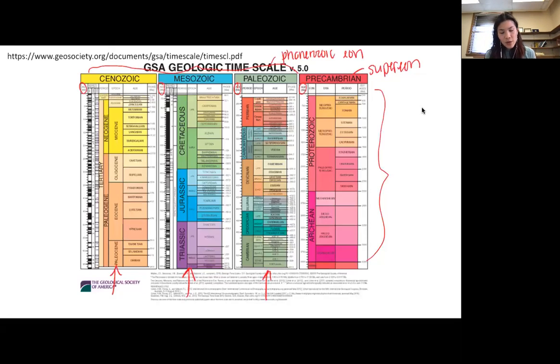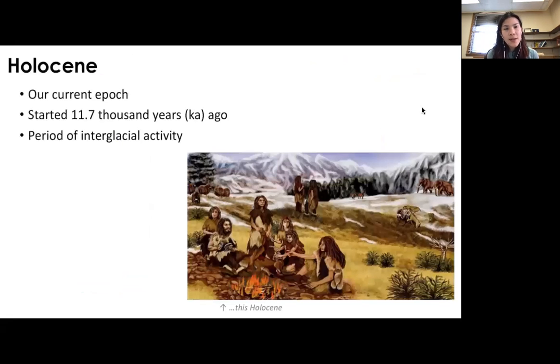So your homework today will be to find a way to memorize the periods of the Paleozoic, Mesozoic, and Cenozoic. We'll come back to that in a little bit. Right now, we'll talk about our current epoch, which is the Holocene.